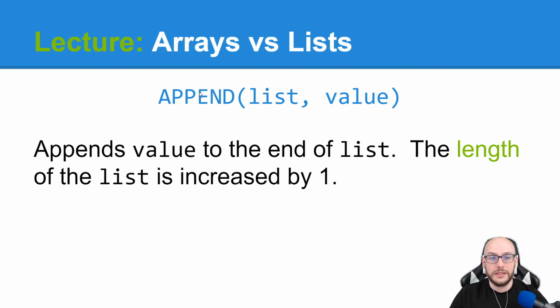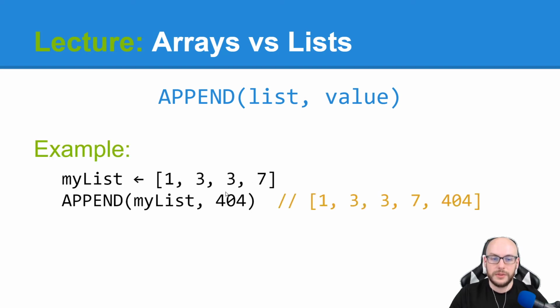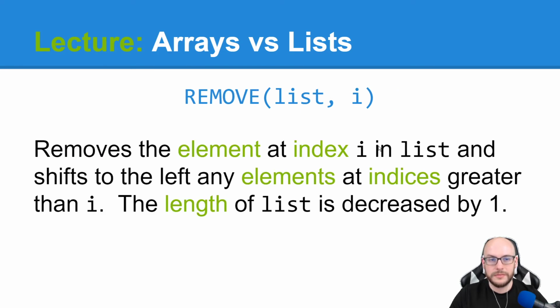There is append, and the word append means specifically to add to the end, right? So we're just going to tack this one onto the end of the list, and as a result, the list is going to get larger by 1. Okay, so here we are tacking on to my list the number 404. Visually, it would look like this.